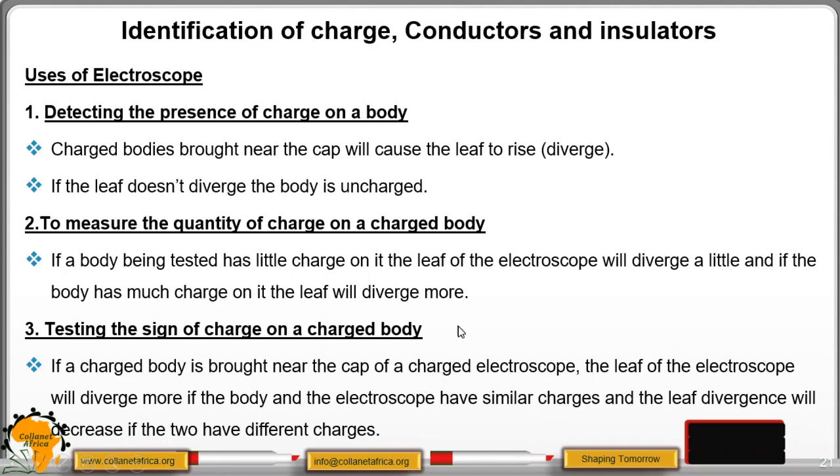Let us take an example where a body is positively charged and the electroscope is positively charged. If it is brought closer to this electroscope, you will find that there will be repulsion, and therefore the leaf will diverge more. But if the electroscope and the body have different charges, you will find that the leaf divergence will decrease, or in other words, the leaf will fall.